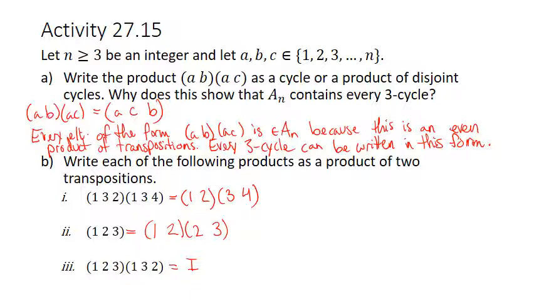Actually, did we quite do it? Because they asked us to write this as a product of 2 transpositions. So I guess if I was really forced to write this as a product of 2 transpositions, I could just do 1 transposition that is its own inverse, like that. So that's basically just the identity again.